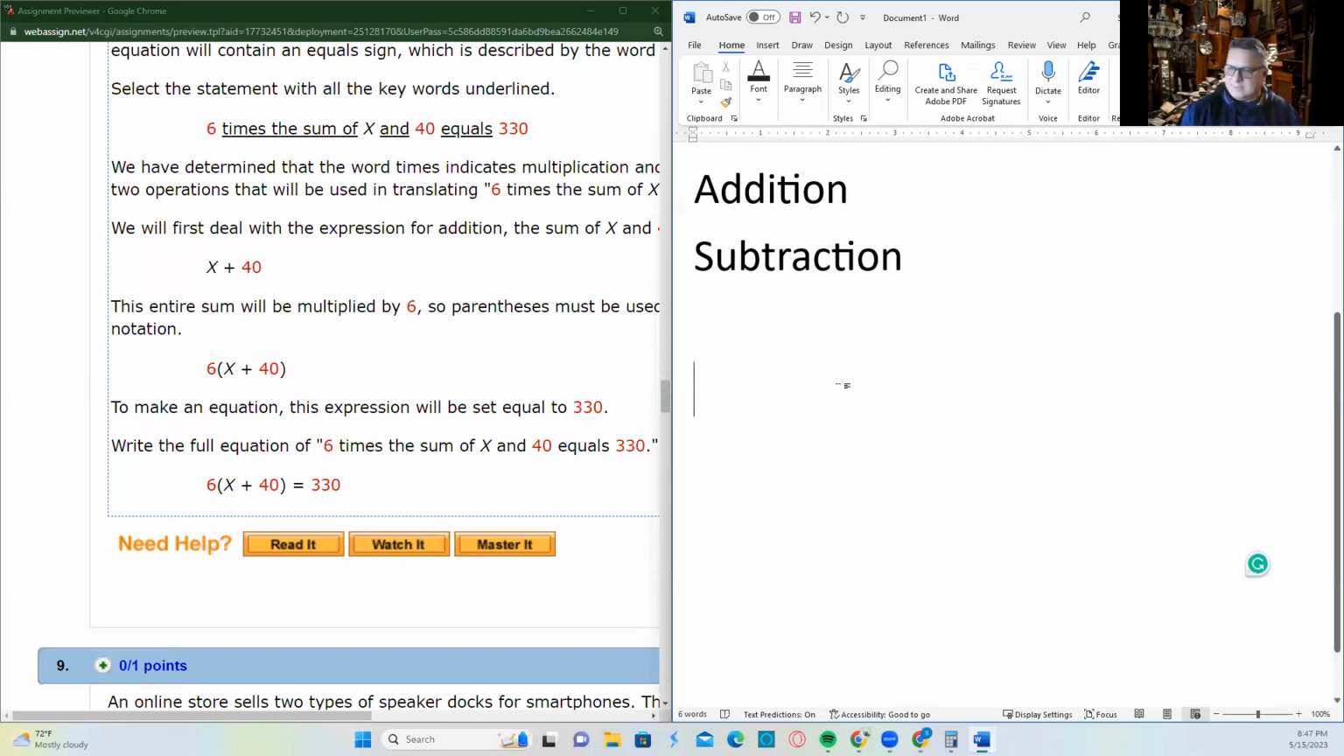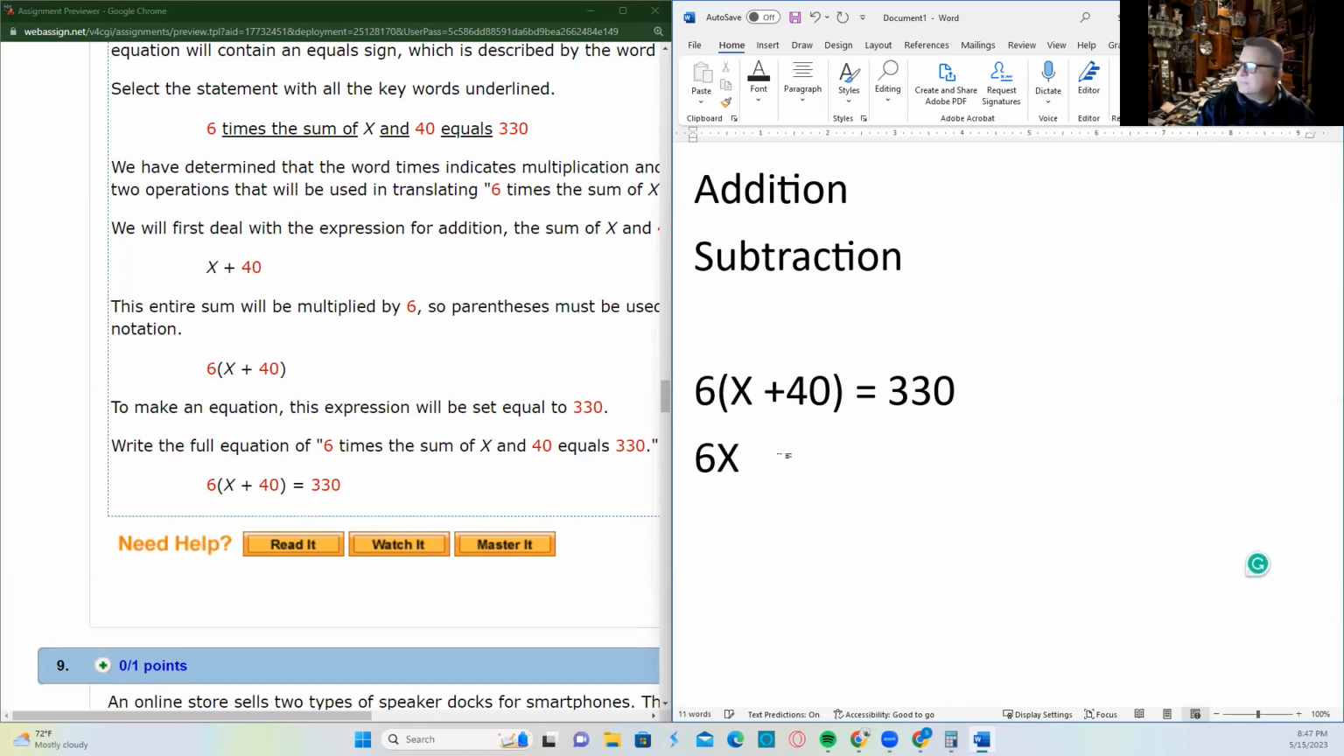So let's just look at what they give us here. They give us 6 times (x plus 40) is equal to, what is it, 330? So if we want to solve this, I've got to multiply 6 times x and then 6 times 40. So 6 times x is going to be 6x plus 6 times 40 is 240. That's why they call it the distributive property. And that is going to be equal to 330. Okay. So just remember, the rule is when you see this, multiply this times this, and then this times this.